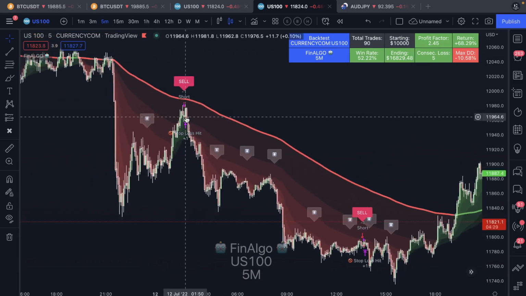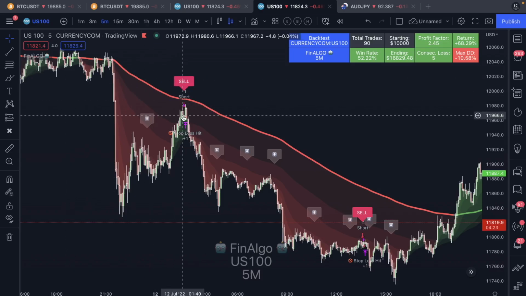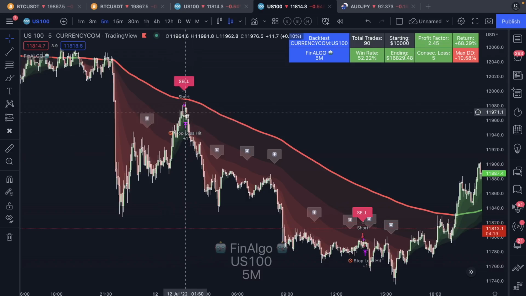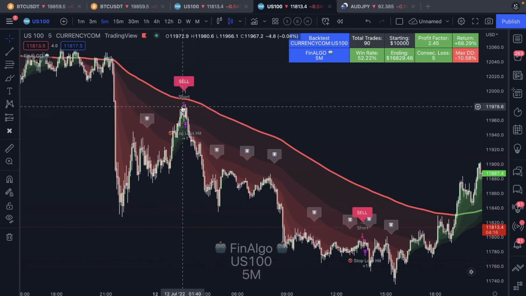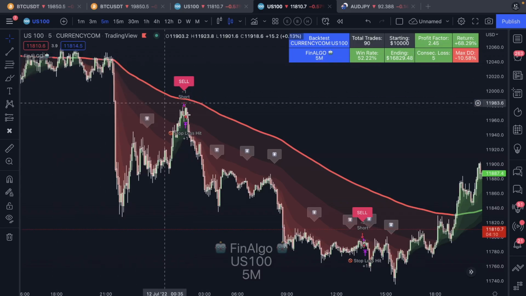That's all up to your risk management. Just because the Finago is telling you to place the stop loss at the most recent swing high, if we are, for example, in a scenario where we are sitting at a peak or at a pullback, you might want to place your stop loss on the EMA, and you can also modify that in the settings.